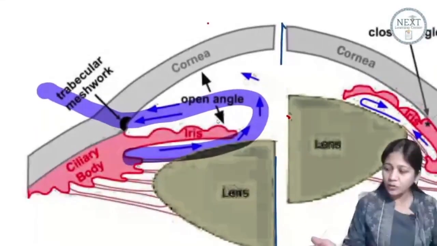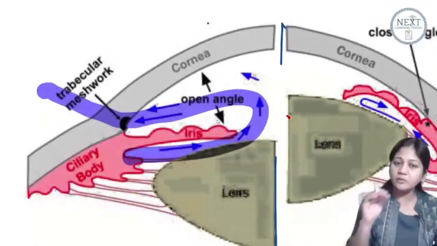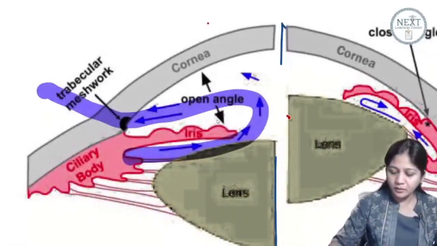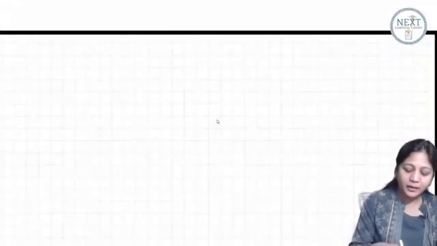Yes, it goes through the ciliary body itself. Yes, but it comes into the angle first and then it goes back towards the sclera. Okay, so this is about the drainage. Now let's talk about the angle.